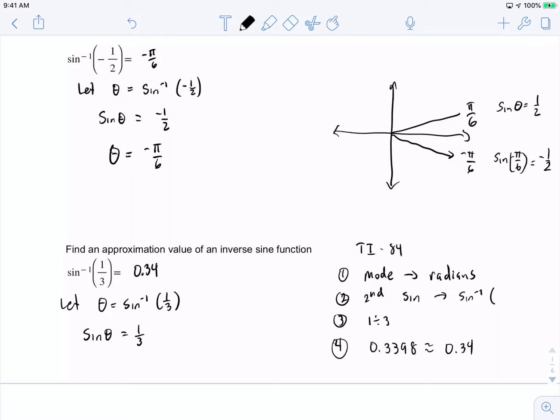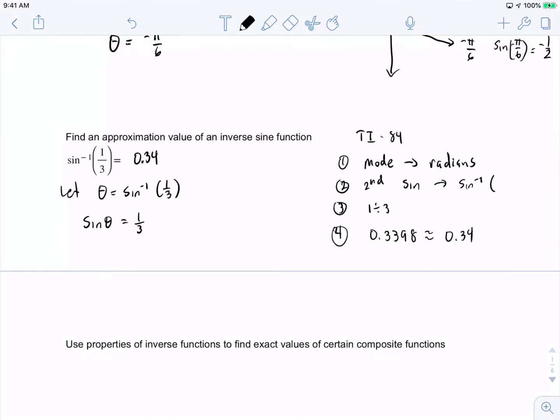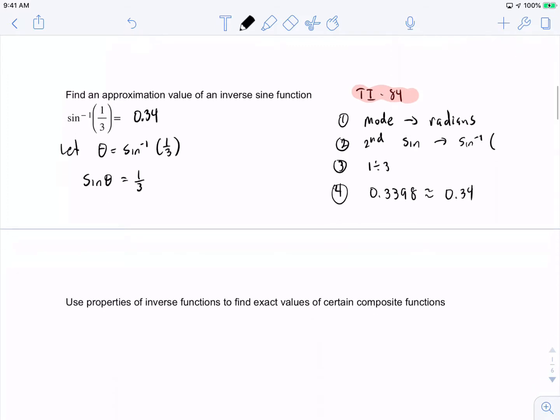Because it's in radians, we don't get some number that's satisfying for us like we've done in the past. Okay, but again, this is using a TI-84, which is a calculator that I strongly recommend you all have, especially if you're going forward with your math courses.